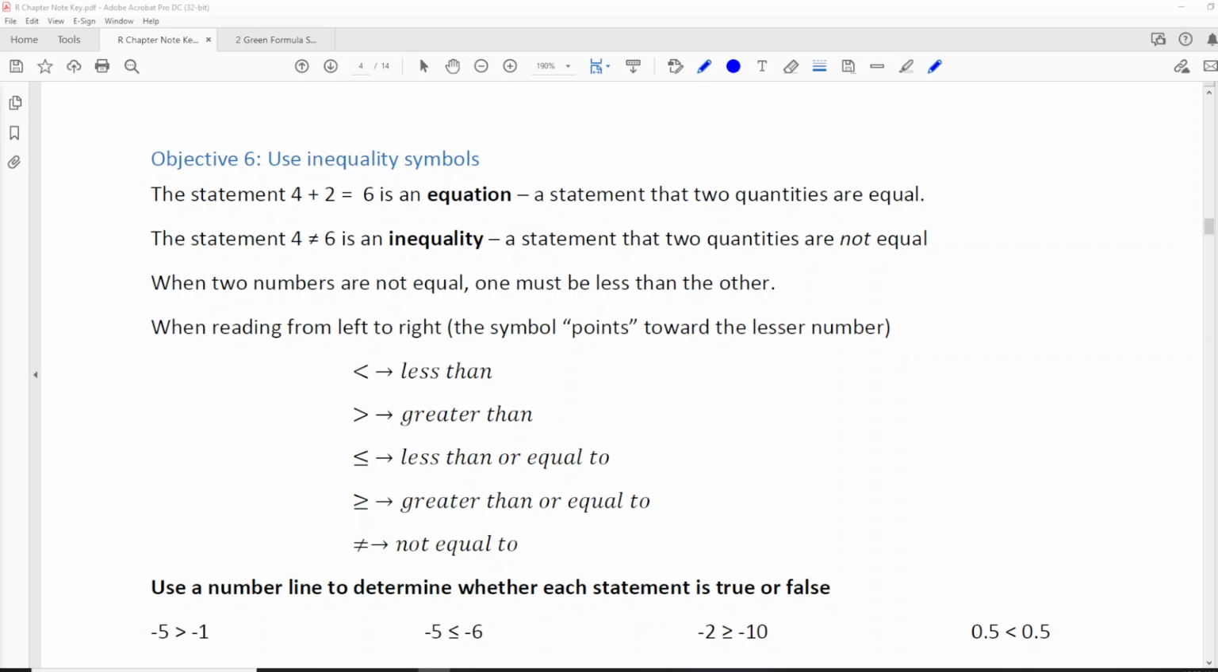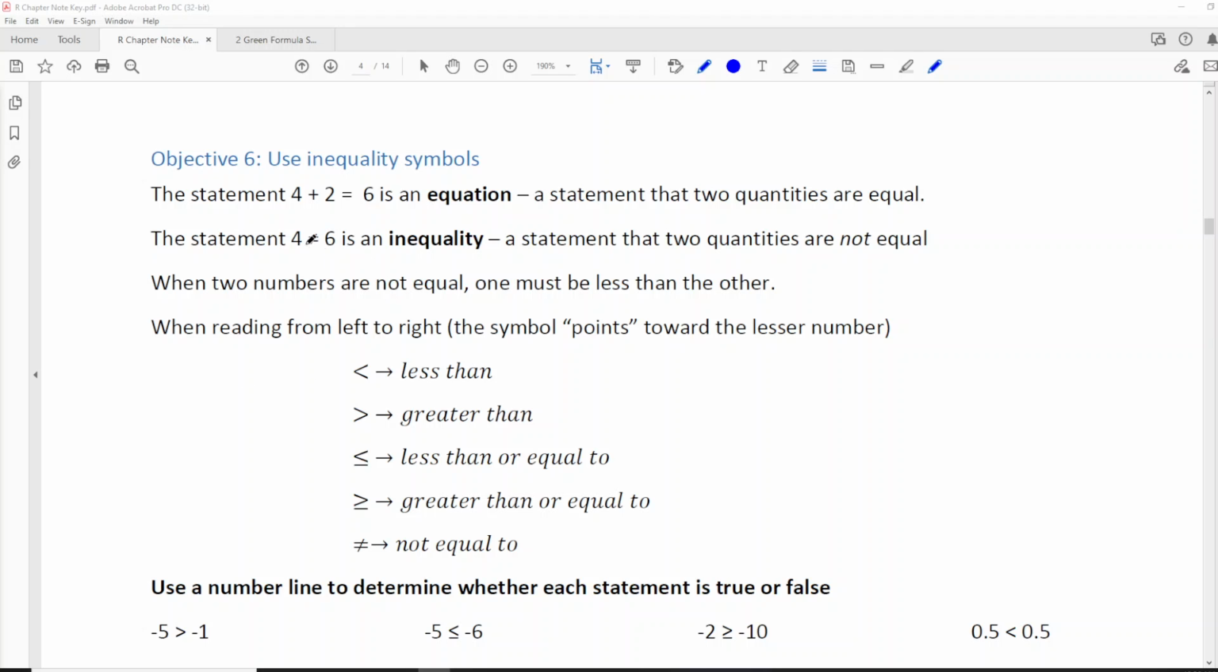All right, so this is the last video for R.1. So this is just inequality symbols. So understanding that there's a difference between an equation and an inequality. An equation is something where two quantities are equal. So something like 4 plus 2 is equal to 6. If you have something that is not equal, so something like 4 does not equal 6, this is called an inequality because the two quantities are not equal to each other.